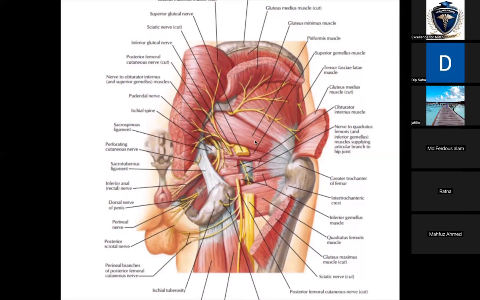The rest of the structures, the inferior gluteal vessels, also come below the piriformis muscle. Also the pudendal nerve; this is the pudendal nerve, and it also comes below the piriformis muscle. You only have to remember the sciatic nerve, inferior gluteal nerve, and inferior gluteal vessels. If you want, you can also remember the pudendal nerve. Am I clear to you? Everyone, am I clear to you?